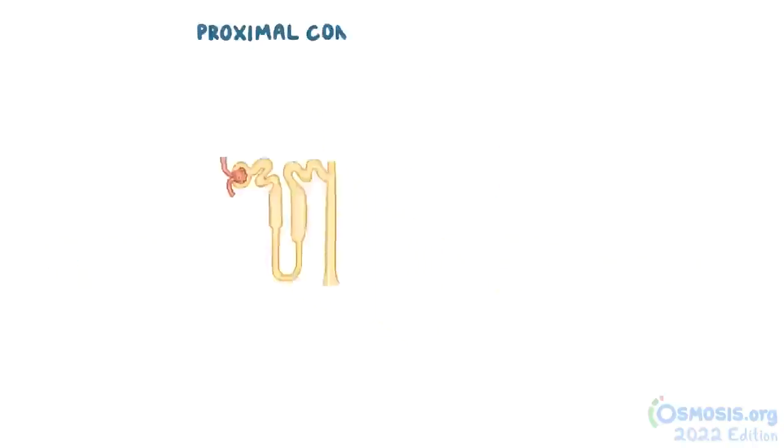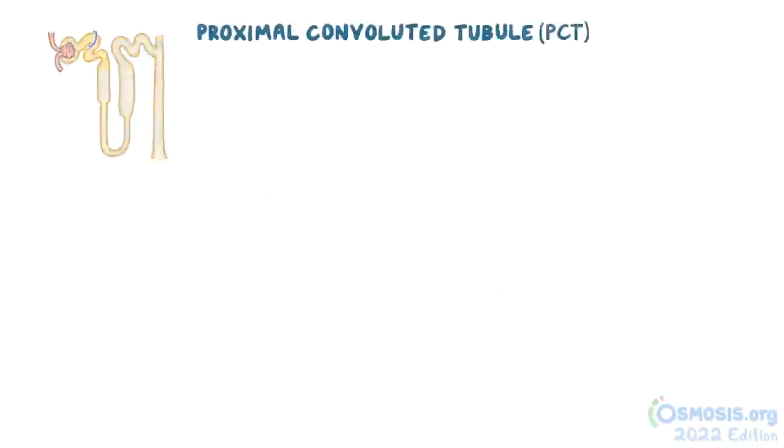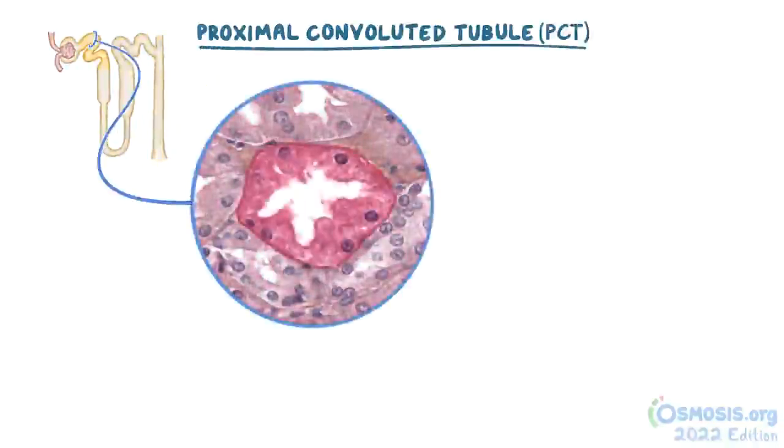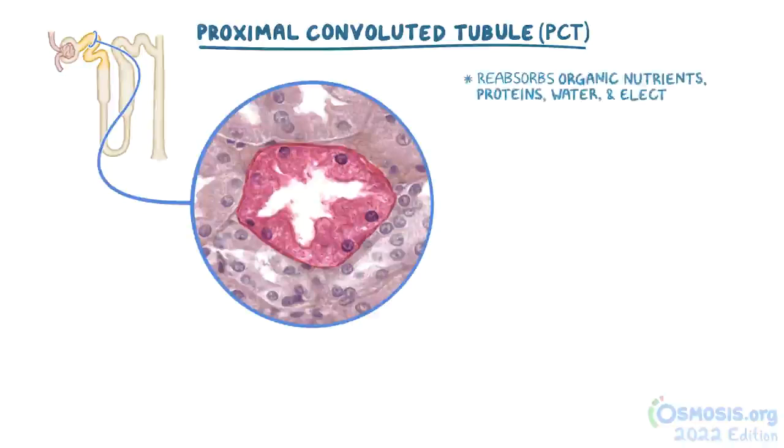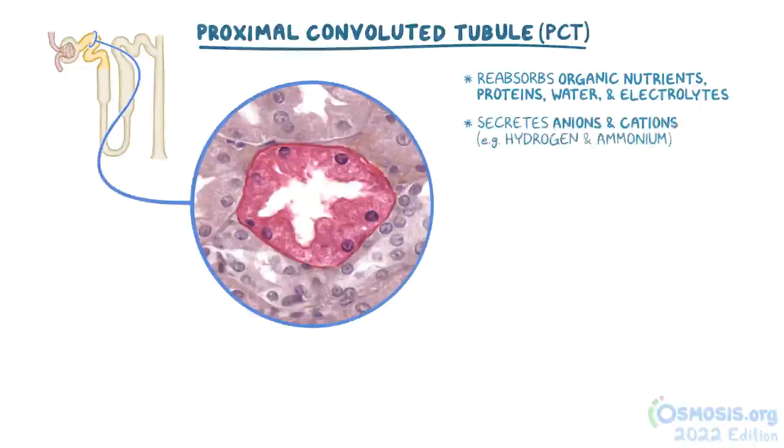Typically, the proximal convoluted tubule, or PCT for short, can only be seen in cross-sections because of the winding or convoluted path it takes through the cortex. This part of the nephron reabsorbs many of the substances the body wants to keep, such as organic nutrients, proteins, as well as most of the water and electrolytes in the ultrafiltrate. The PCT also secretes anions and cations such as hydrogen and ammonium into the lumen of the tubule for excretion.